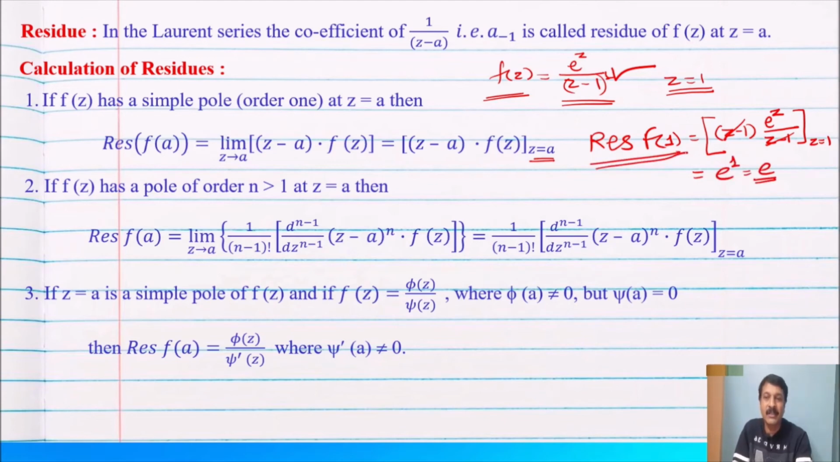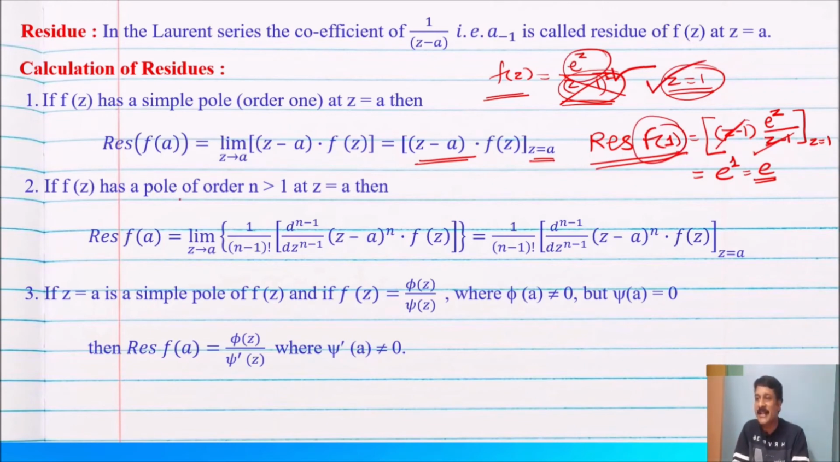Since I am getting 0 when I put z equal to 1 in the factor, you cut this. It means that the multiplied factor cancels, and in the remaining part, you put z equal to 1 to find the residue at z equal to 1.